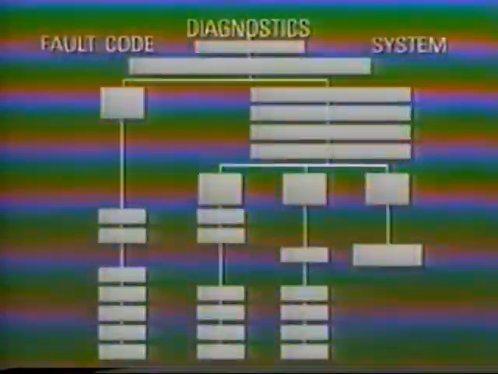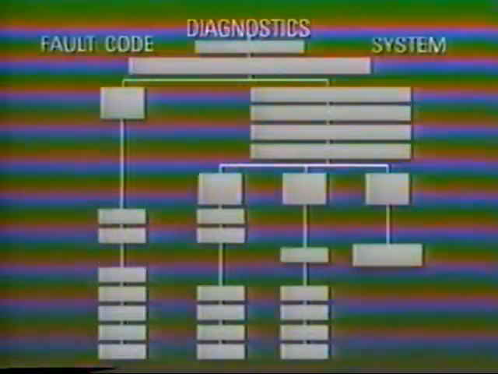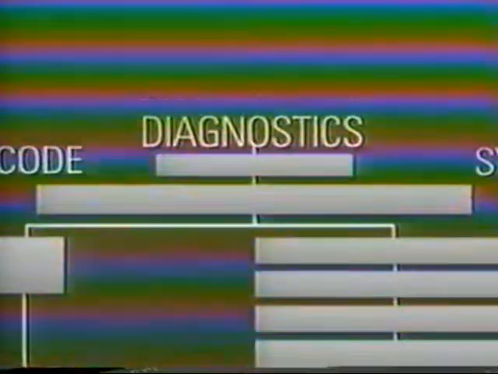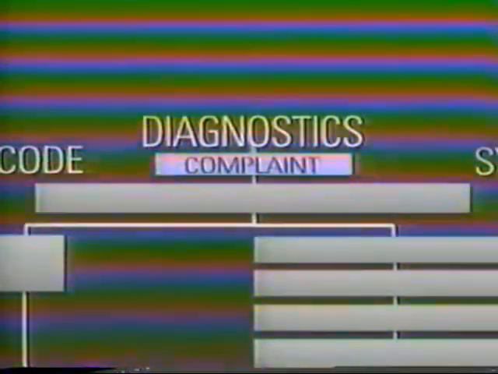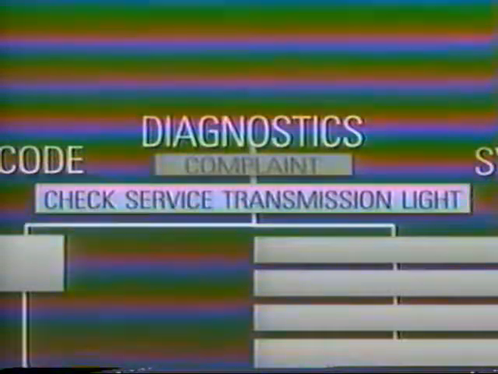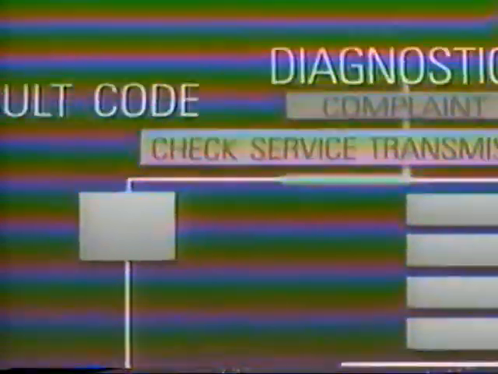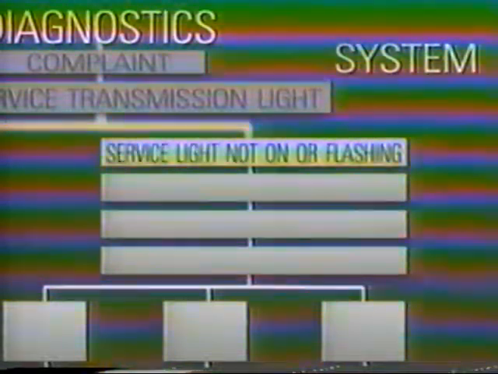Now, here's how you determine whether to use fault code diagnostics or system-level diagnostics. It's simple. Just follow the fault tree. When a complaint is received, the first thing we do is check the service transmission light. You do this with the ignition key on. If the light is flashing or constantly on, the CEEMAT has stored a fault code. That sends you to fault code diagnostics. Just as simply, if there's a transmission complaint but the light's not on, you follow system-level diagnostics.